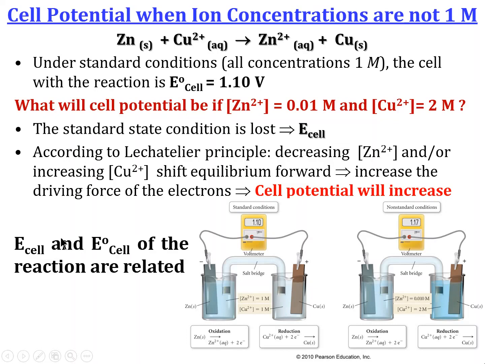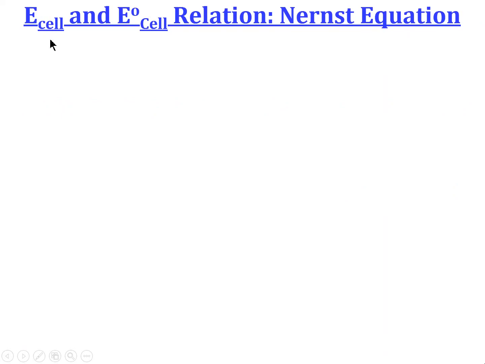So for any galvanic cell which is not at the standard state, it has a value E of the cell and a value of E0 of the cell. E of the cell is variable, E0 of the cell is constant. And E of the cell is related to E0 of the cell. Relation between E and E0.